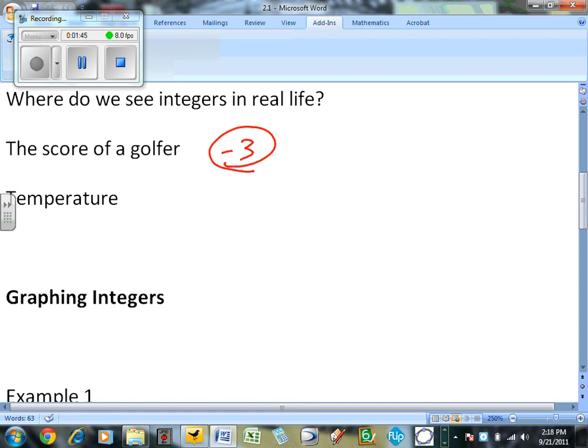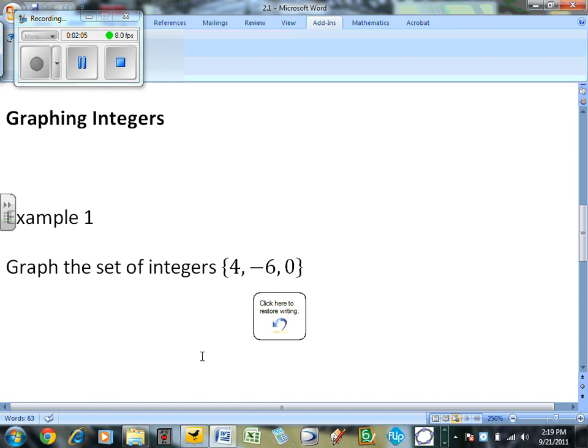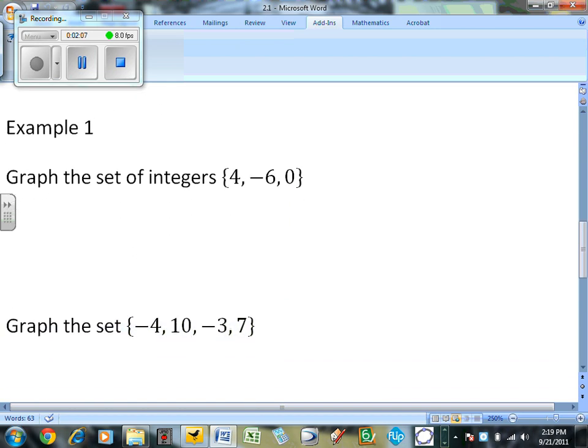What about temperature? A lot of times, maybe the air temperature is -5 degrees and has a wind chill of -22. That means it's really cold out, right? Well, we see negative integers in temperature, and we also see positive integers. Like today, it's 65 degrees. Okay. So we see them in real life. We can also graph integers, and there's a time and place where we need to graph them in real life.